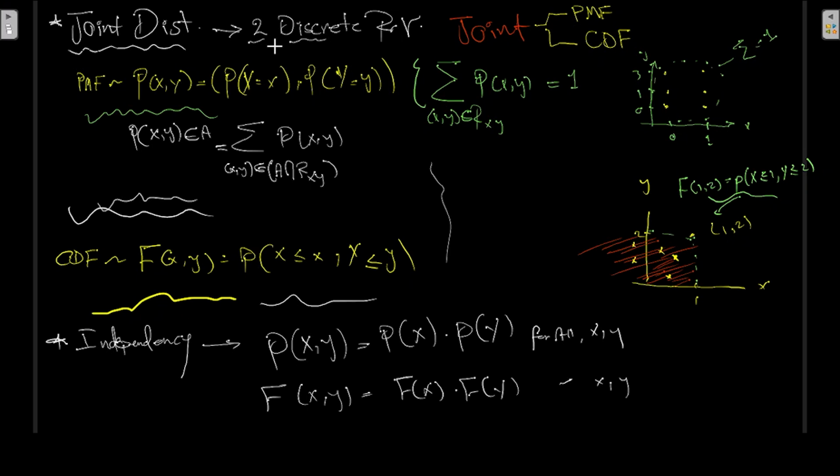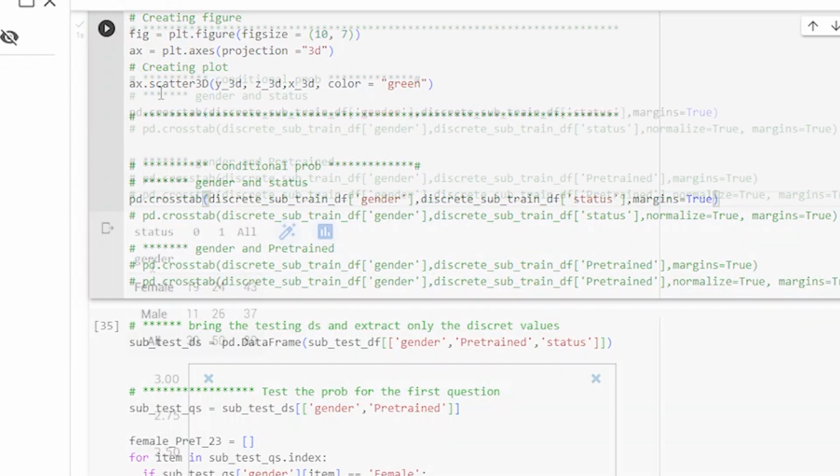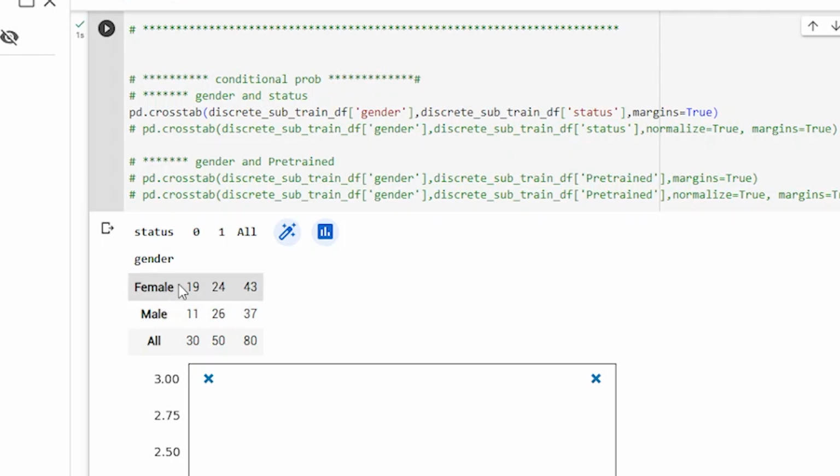between these two variables. I made a cross table here to show you the cases of both status and gender. We have the gender of female and male, and status of 0 and 1. The gender of female has 19 cases of status 0 and 24 of status 1. It seems that females have a higher percent of status 1 rather than 0. On the other hand, if we look at the male, we get 11 and 26.